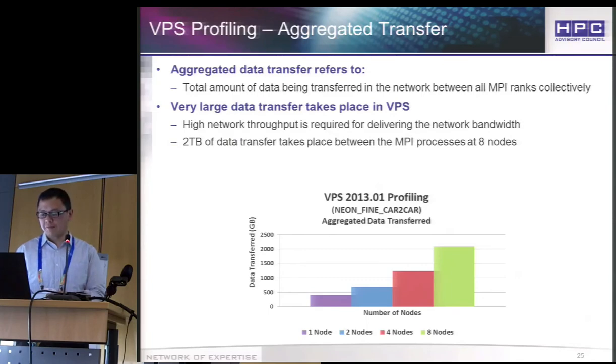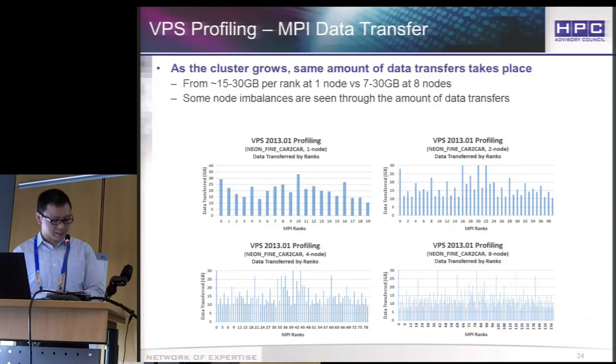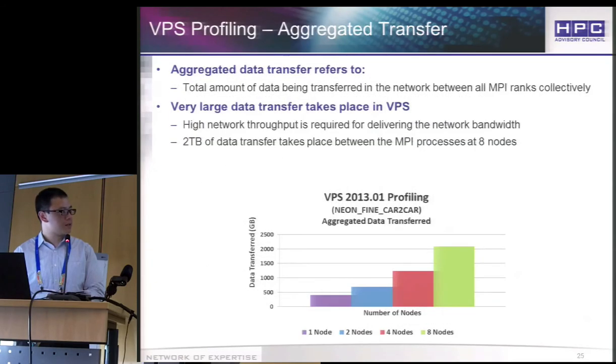Another representation of the previous slide. This basically sums up how much data is collected across all these ranks for, let's say, the one node case, two node case, and 4 and 16 and so on. As you grow to more and more systems, you get more and more data transfer on the network.